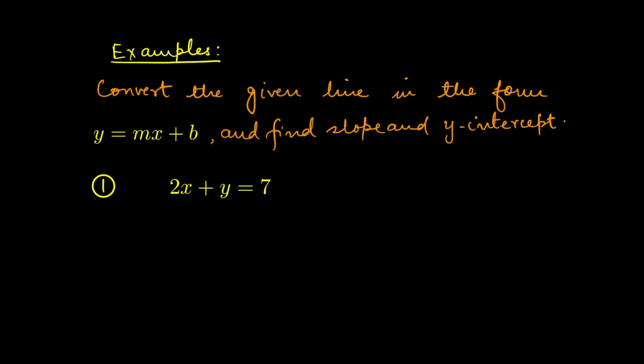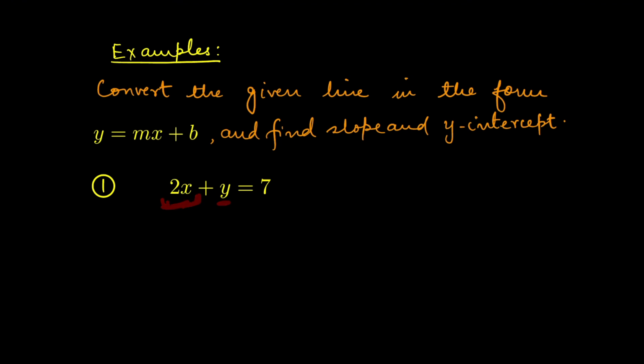Now example 1. In this, we have to convert the given line into the form y equals mx plus b, and then find the slope and the y-intercept. This is the equation given, 2x plus y is equal to 7. The formula says y equals, that means y has to be isolated. Here y is given, and with that we have this 2x. So we have to get rid of this 2x.